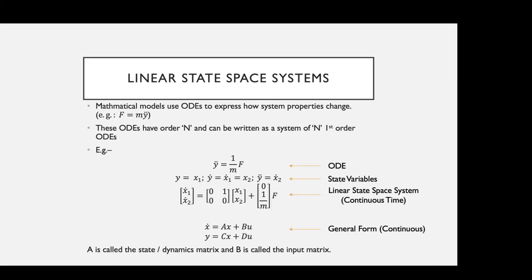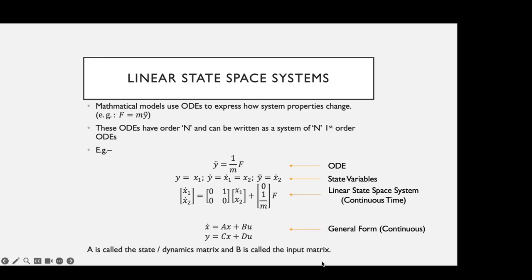So to start, for a linear system, typically you have a mathematical model that is an ODE that describes your system. Those ODEs are nth order, and you can write your nth order ODE as a system of first order ODEs. An example of that would be F equals MA. If you write your ODE in this form with y double dot equals 1 over M times F, where F is your input into the system, you can have these state variables where you write y equals x1, y dot equals x1 dot, which is actually x2, and then y double dot equals x2 dot. So you're just saying each state is a derivative of the other state.